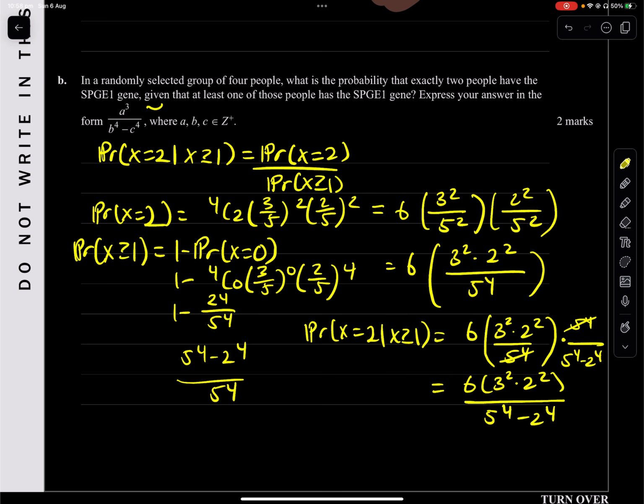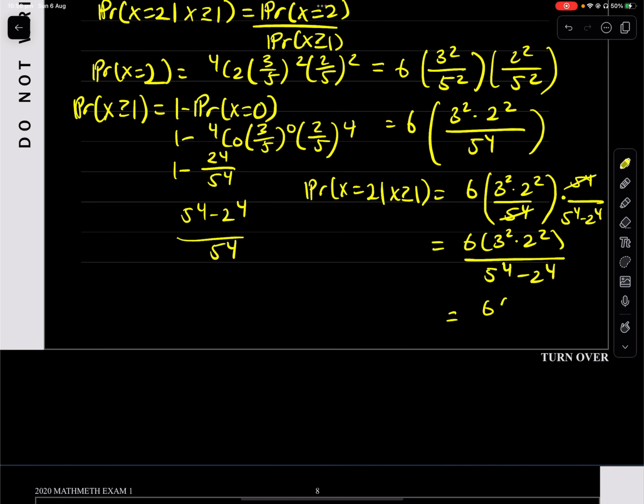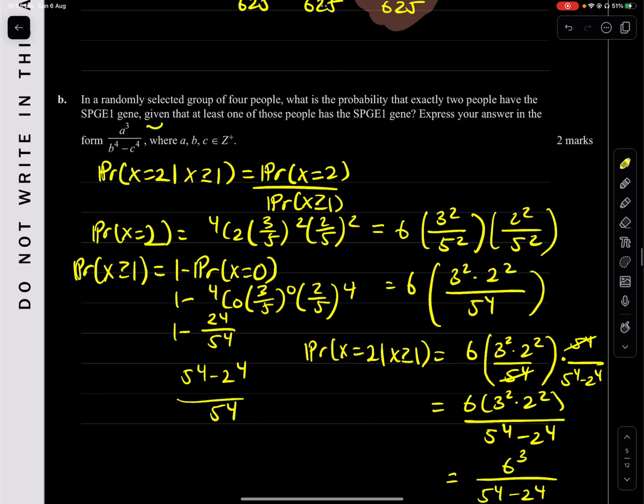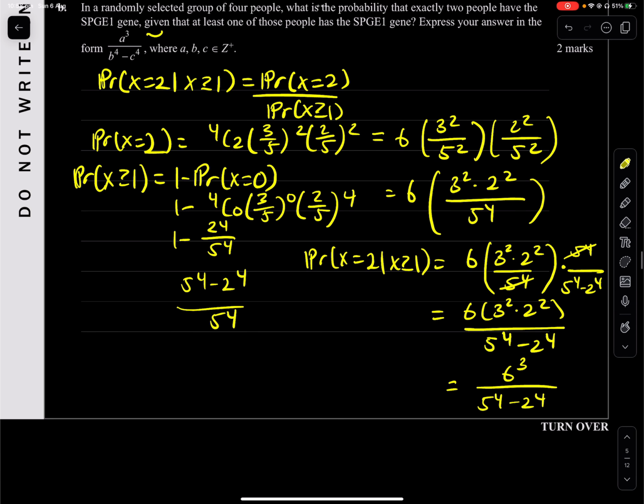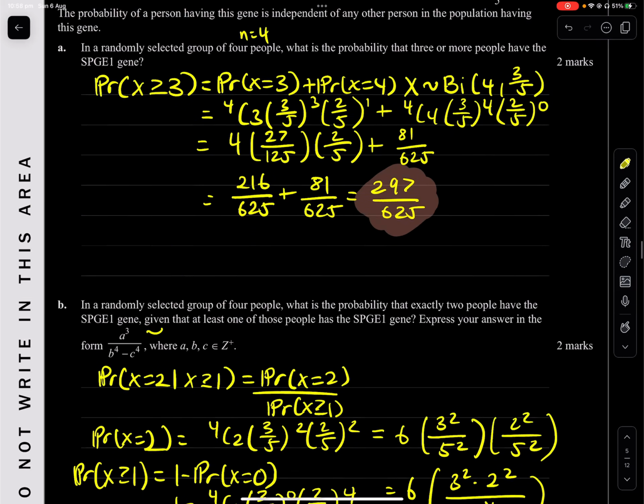Okay, 5 to the 4 minus 2 to the 4 looks right, but the top part, okay, wait. Because they both have squares, we can multiply them inside and put that square outside. And that'll be 6 inside, and we're multiplying it by another 6, so it'll be 6 to the power 3, over 5 to the 4 minus 2 to the 4. Is that right? A and B. Yeah, it looks good. Such a hard question actually. It's so long.